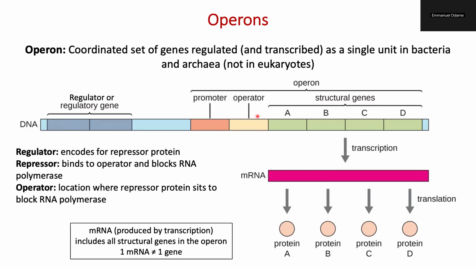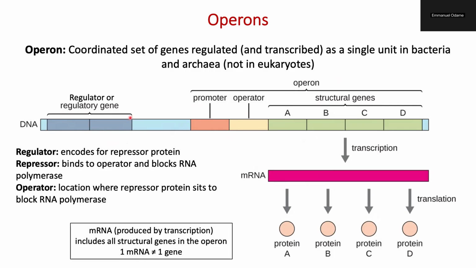This operator region is just present for the binding of the repressors. The repressor has to locate the operator and repress the transcription of the gene. This whole area, from the promoter region to all of the downstream genes, is called the operon. So now let's describe how this whole operon works.